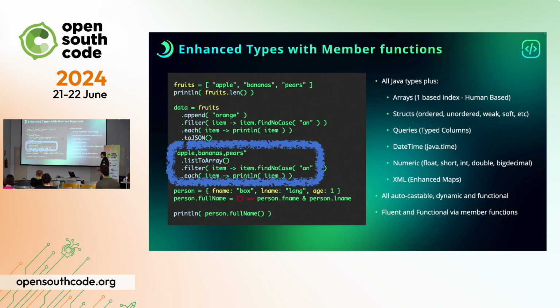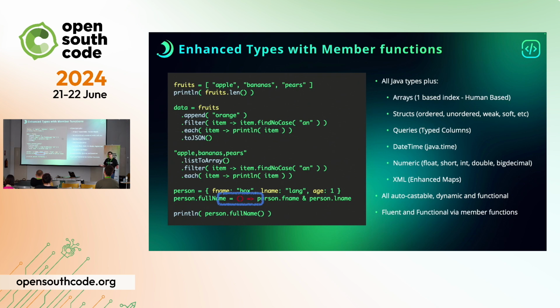You can even do literal notation. So for example, here is apples, bananas, and pears, which is a string literal. It's just a string. And then on the string, I can say, convert this list to an array, then filter it and print it. So you have those capabilities.